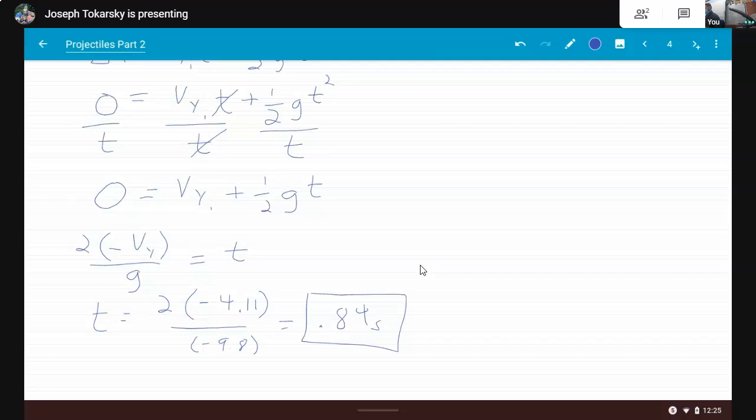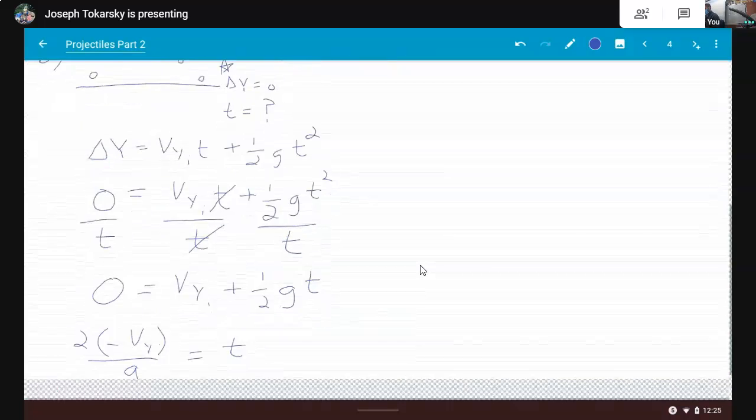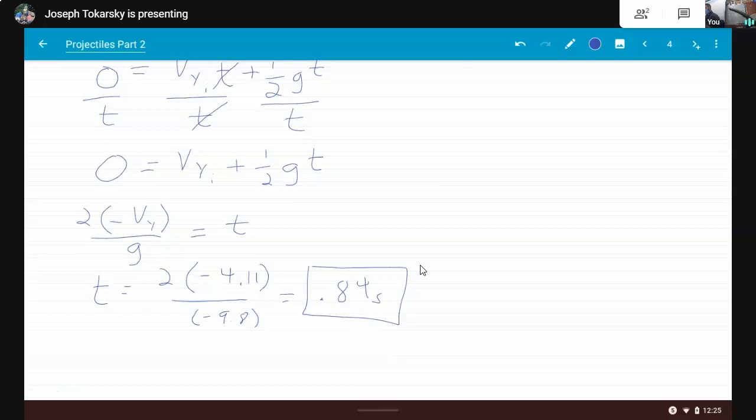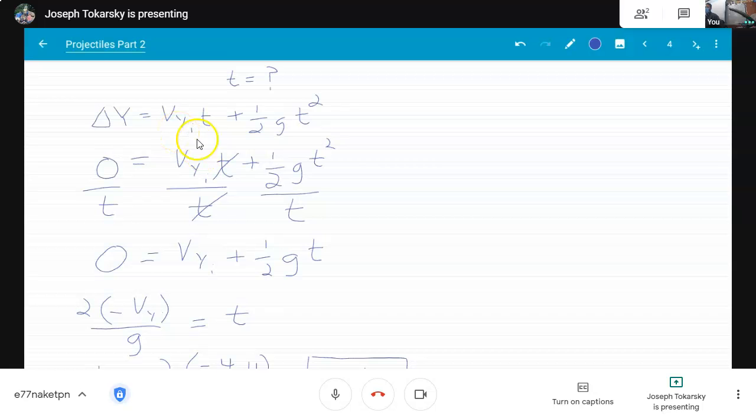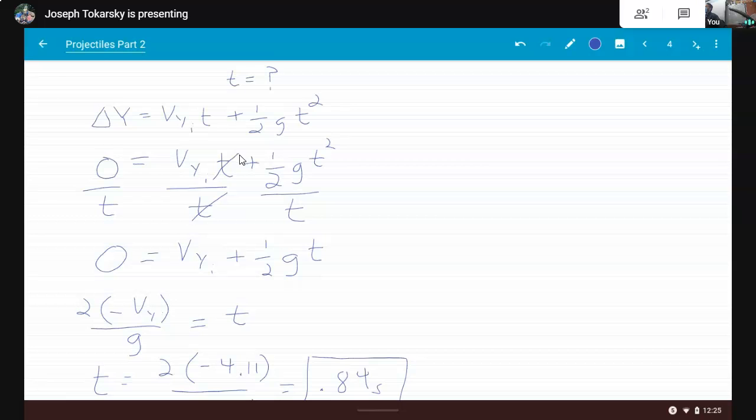Let's say that again. No, you can't use the first equation because the way we did it with the givens we had, the first equation has a VF in it. Okay? Vy final. Huh? Yeah, we used the second equation. Alright? Because the first has a VYF in it, and we didn't have that as one of our givens.